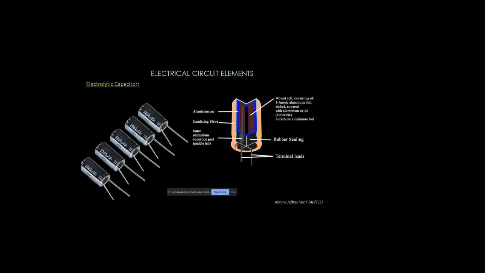This is the internal cross section of the capacitor. You can see the terminal leads coming out over here, and these brown shades are the two parallel plates, and in between the two parallel plates a thick dielectric medium will be present, and these two parallel plates will be covered in an insulating sleeve and an aluminum can. This is the aluminum can, and it will be kept as the outer casing.